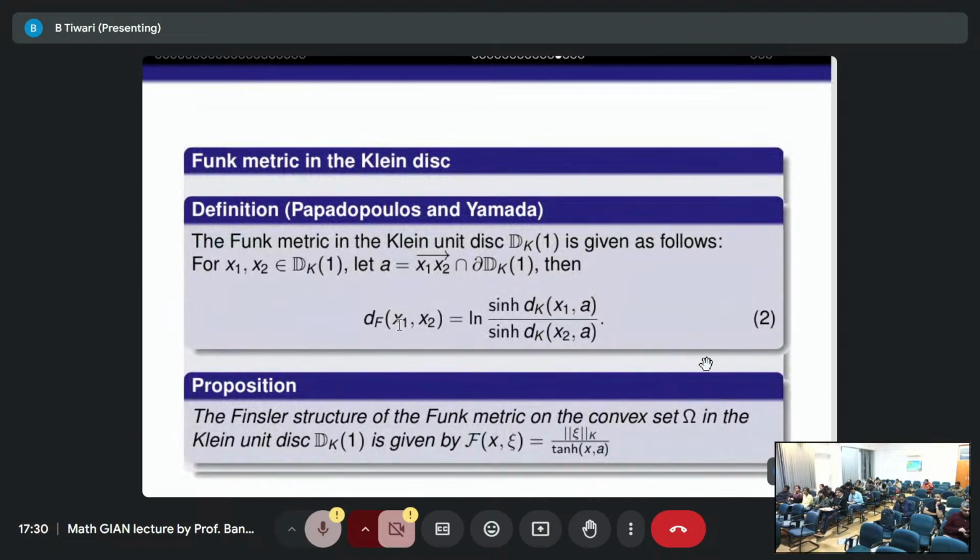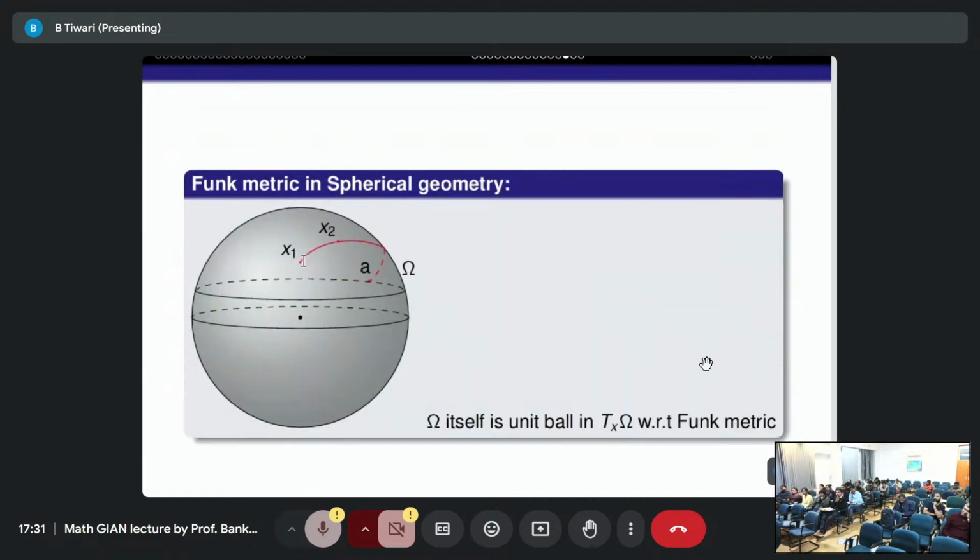And then they define the distance between two points x1, x2, what is called the Funk metric in negative curvature spaces, as the log of sinh of the hyperbolic distance from x1 to A, and sinh of the hyperbolic distance from x2 to A, take the ratio and the logarithm, and that is the distance between two points in a convex set in negative curvature spaces. And they also computed the Finsler structure there. In a similar way, they computed it for positively curved spaces.